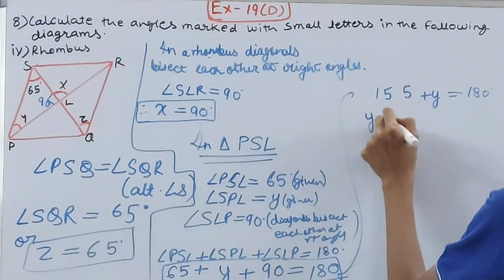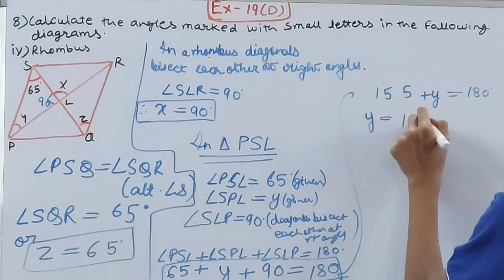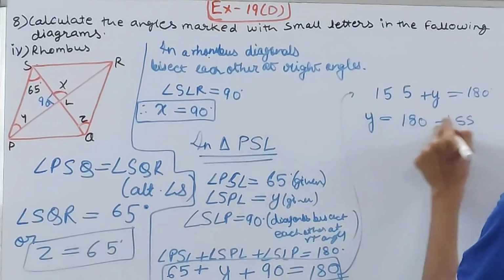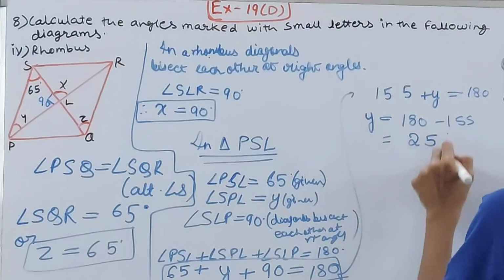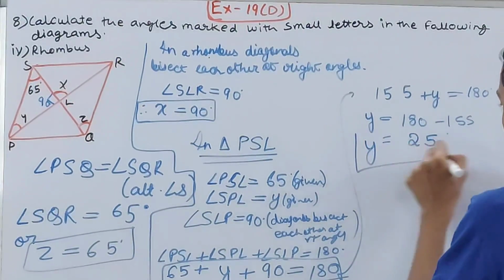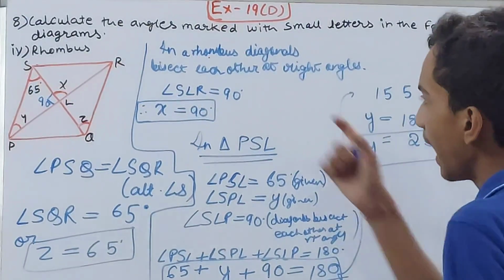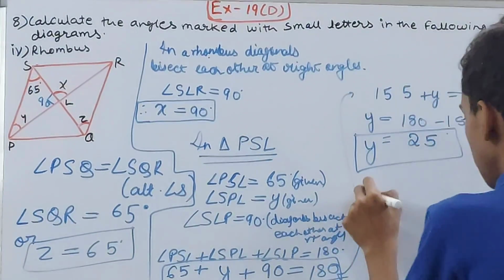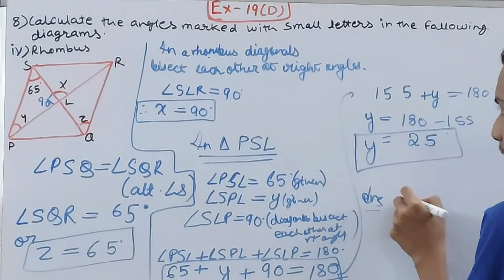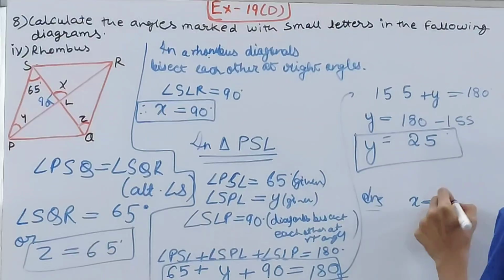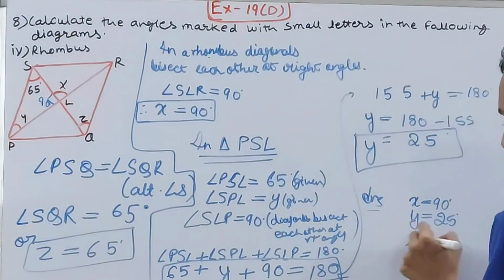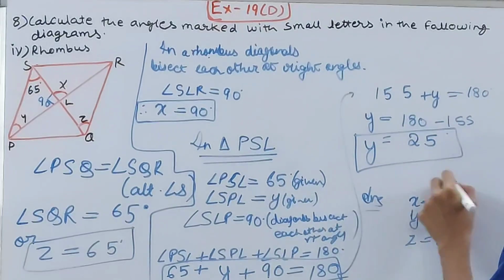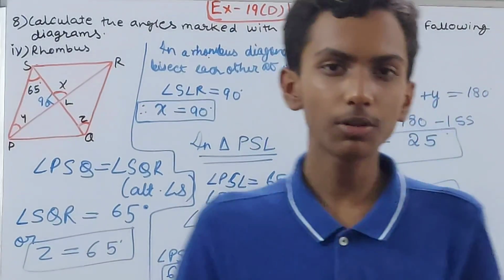So finally you can write it down. Y is equal to 180 minus 155, that is how many degrees? 25 degrees. It is the value of Y. X is already there and Z is already there. Our final answer will be X equals 90 degrees, Y equals 25 degrees, Z equals 65 degrees. That is clear. That is the answer. Let us move on to the next part.